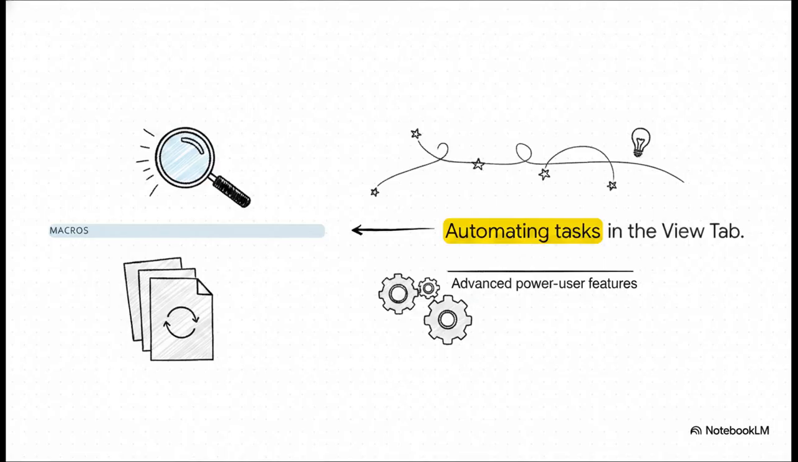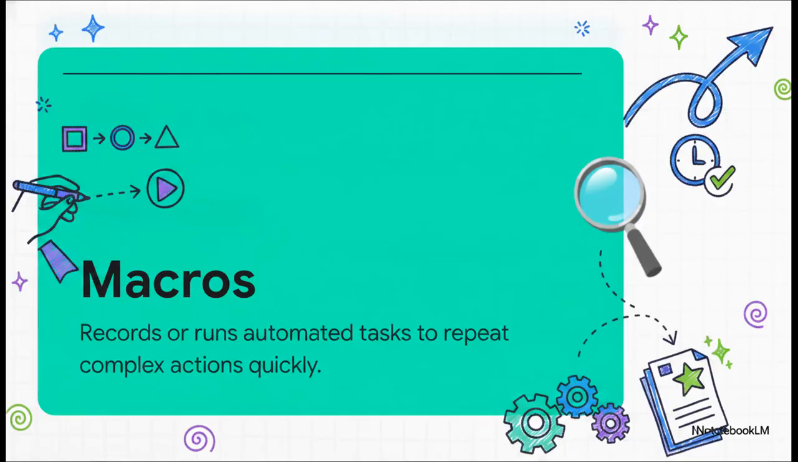Finally, over in the View tab, alongside the basic visual tools like zooming and window controls, we find some seriously advanced power user features hiding right in plain sight for automating tasks. This brings us to macros, the absolute peak of workflow efficiency. Macros record or run automated tasks.